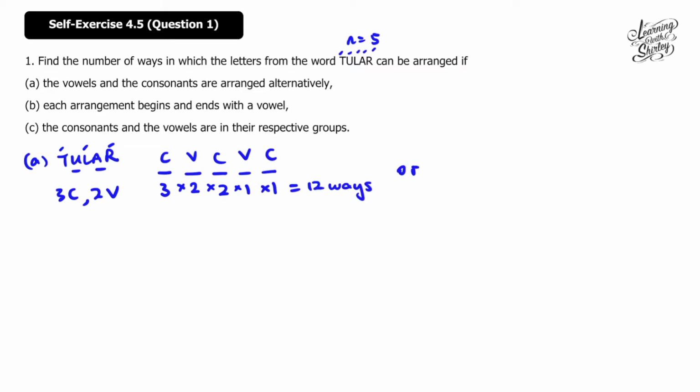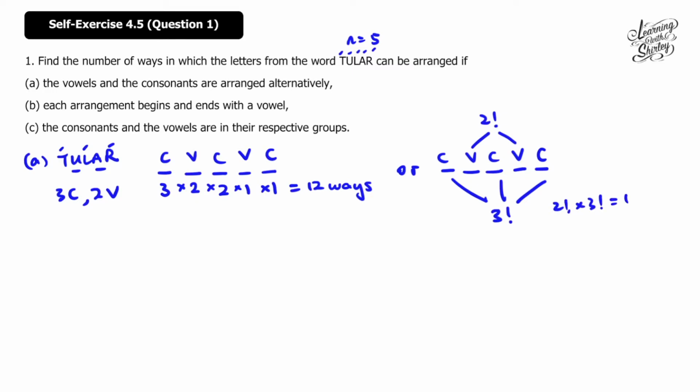Or there's an alternative way, whereby I'm going to draw 5 spaces. So still the same, C, V, C, V, C. So these 3 consonants can be arranged in random order, which means that there will be 3 factorial ways to arrange the consonants. And then the V and the V, there will be 2 factorial ways. So the number of ways for this will be 2 factorial times 3 factorial, which is also 12 ways. Okay, so both ways are accepted for exam.